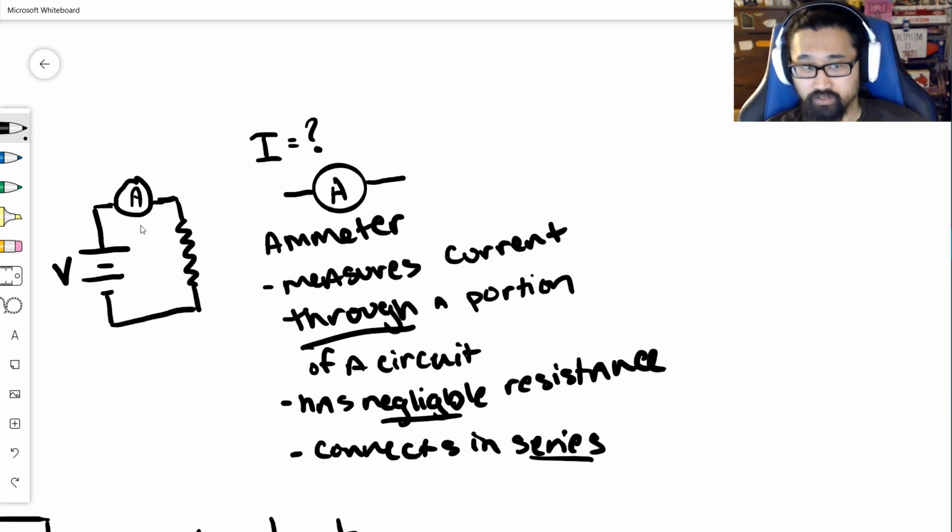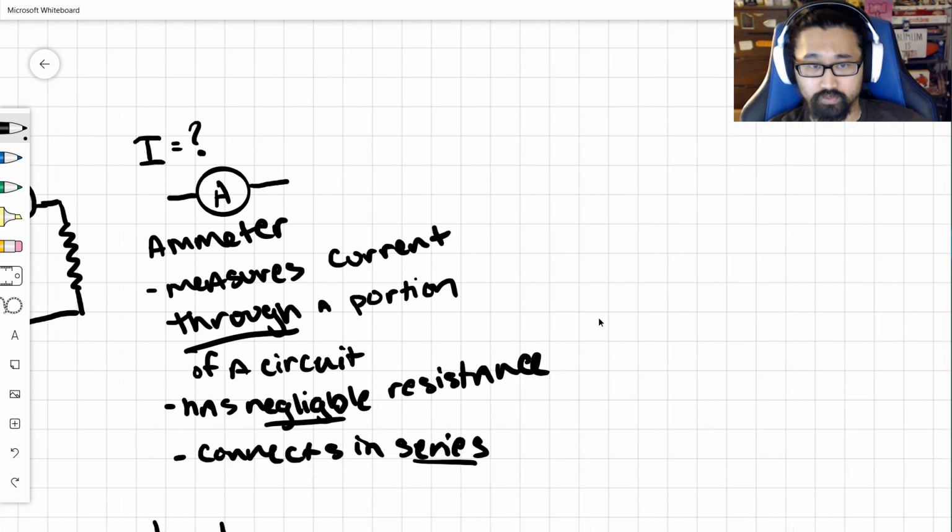It's not going to slow charges down. It literally just clocks them. How many charges go by in a second? That's what an ammeter does. It measures current, right?